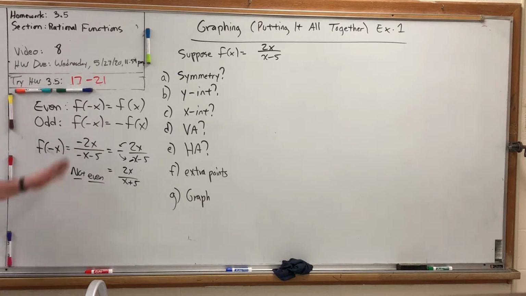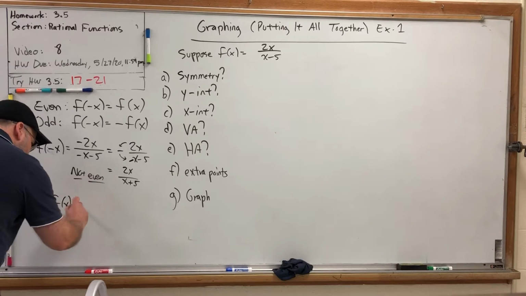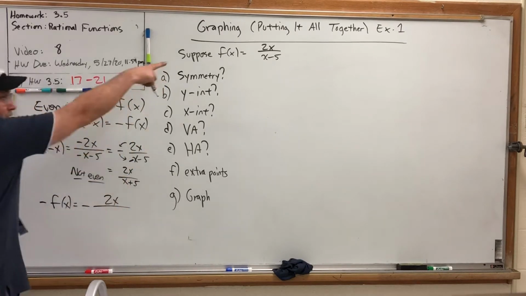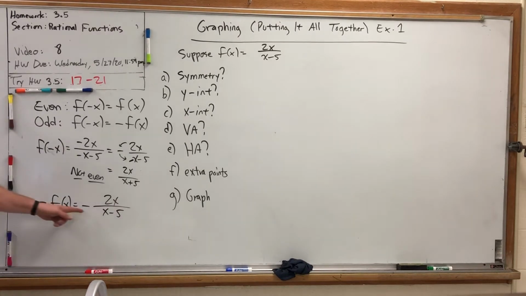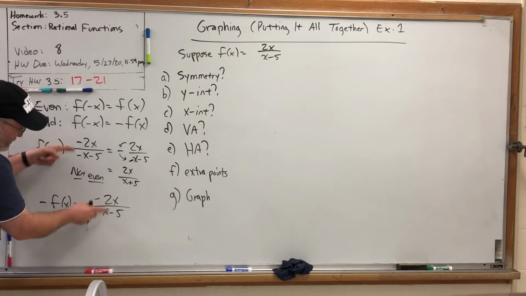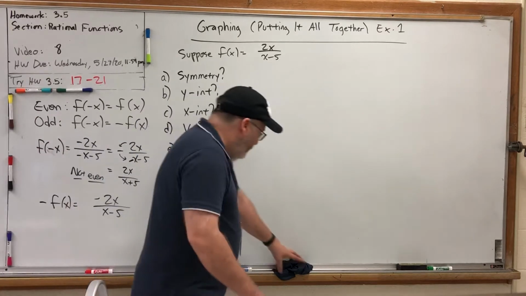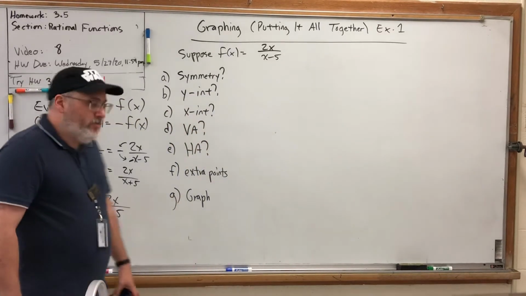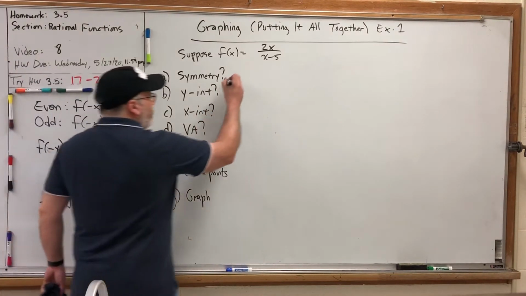But is it odd? Are any of these the opposite of the original? Not really, because think about it. If it were the opposite of the original, we would have a negative in front of that. And there's no way I'm going to make this look like one of those. If I put the negative on top, then the top matches but not the bottom, and no other location is going to work. Most of these it'll be pretty obvious if it's odd or even, but this one's not. And it's neither. So no symmetries. None.